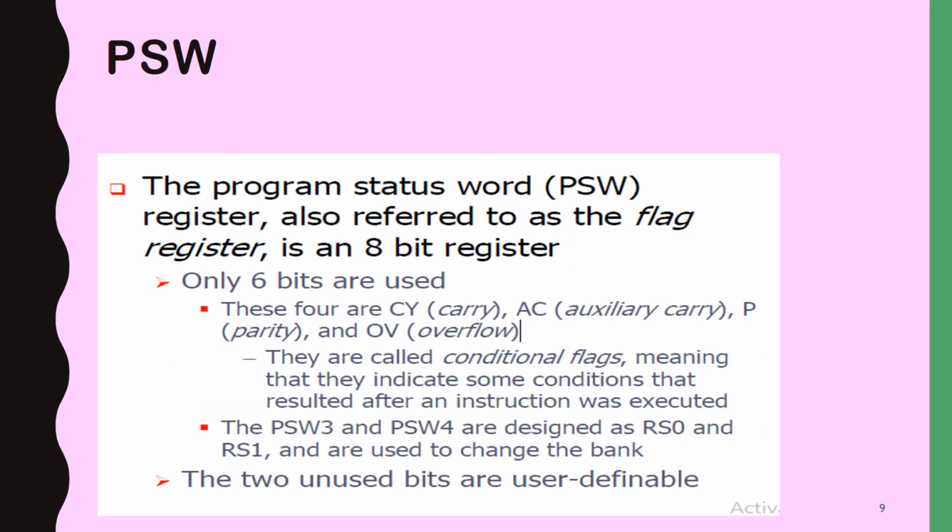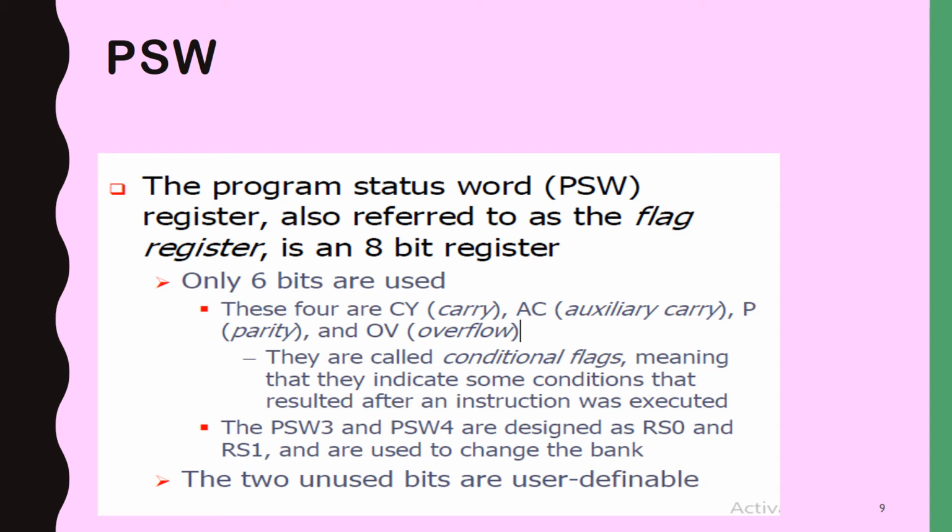Now we will move towards program status word. Program status word, as far as considered, is nothing but the PSW register, also referred to as the flag register. It is an 8-bit register. Out of that, only 6 bits are used. That is carry flag, auxiliary carry flag, parity, and overflow. They are called conditional flags, meaning that they indicate some conditions that resulted after an instruction was executed.